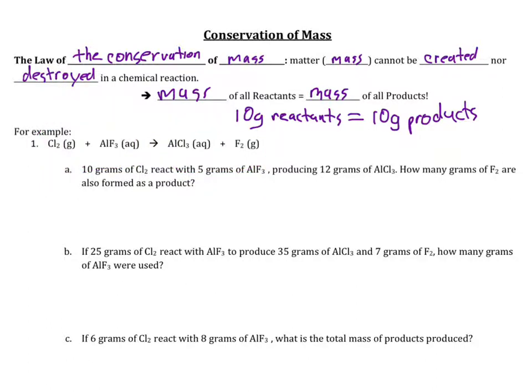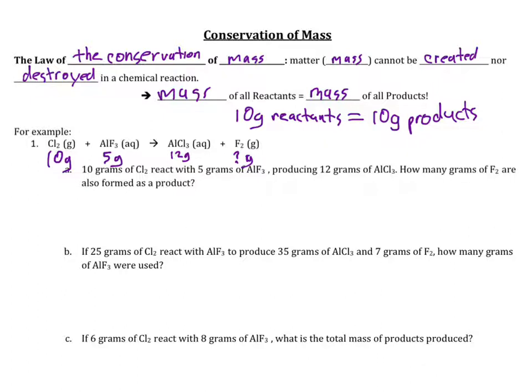If you take a look in this first example here, there's 10 grams of Cl2, which is chlorine gas, and there's 5 grams of this. These will react with each other, and when they react, it says that 12 grams of aluminum chloride are produced. And the question is, how many grams of F2 are there?